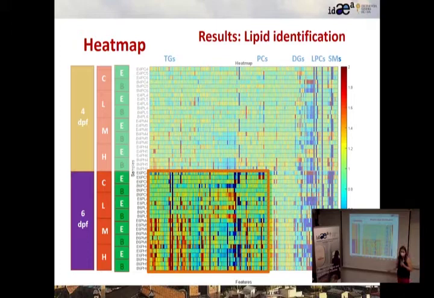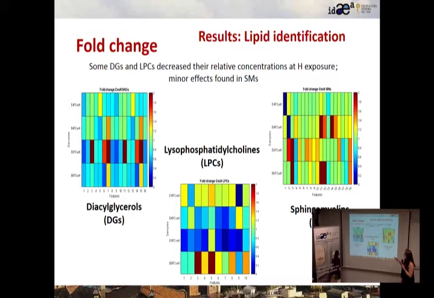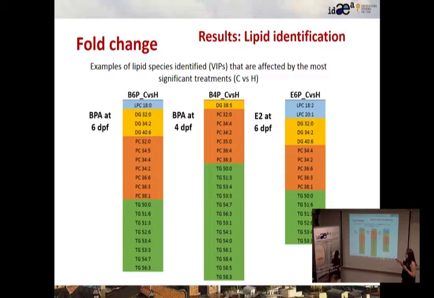Through fold change, we can see that, as we expected, as these endocrine disruptors slow down lipid absorption, the majority of the triacylglycerides and phosphatidylcholines increase their relative concentrations at day 6 for both treatments. Then, if we look at the acylglycerides and lysophosphatidylcholines, they suffer a decrease at the highest exposures, and minor effects were found for sphingomyelins.